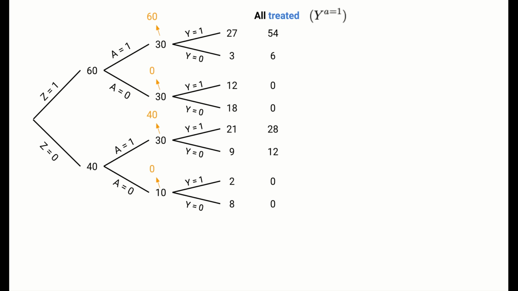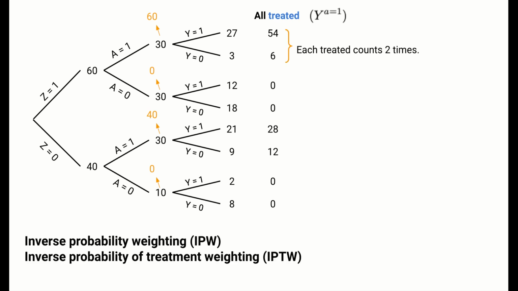But first, let's make a key observation that illustrates why this method is called inverse probability weighting. In the Z equals 1 branch, each of the original 30 treated individuals counts twice in simulating the 60 Z equals 1 individuals being treated. Half of the Z equals 1 people were treated, and we're scaling up the same outcome distribution observed in this group. In the Z equals 0 branch, each of the original 30 treated counts 4/3 times to scale up the number of treated to be 40.